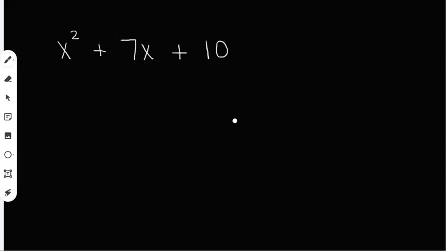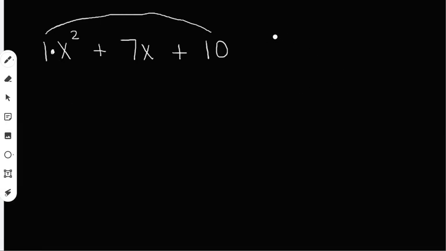10. The first thing that I do is I draw the rainbow from the first number to the last number. So I'm going to draw the rainbow from this 10 all the way to the leading coefficient, which in this case is going to be a 1. If you're ever in a situation where you just have an x squared, the leading coefficient is assumed to be 1. So we're going to multiply the numbers that the rainbow lands on. The rainbow lands on 1 and 10.